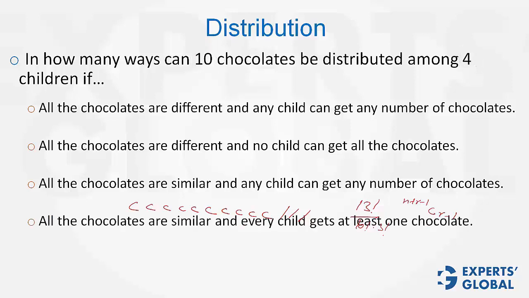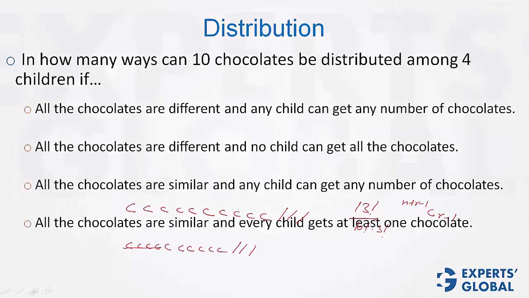Next, all chocolates are similar and every child gets at least 1 chocolate. So the same approach. We have 10 chocolates and 3 cuts. First, distribute 4 similar chocolates among 4 different children. This can be done in only one way. Now 6 chocolates and 3 cuts remain.